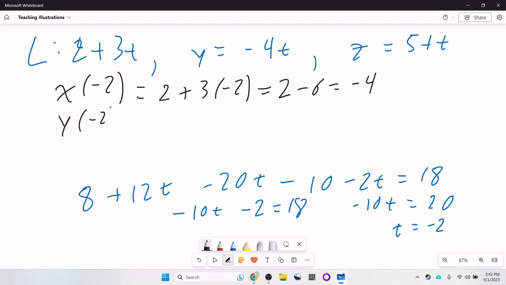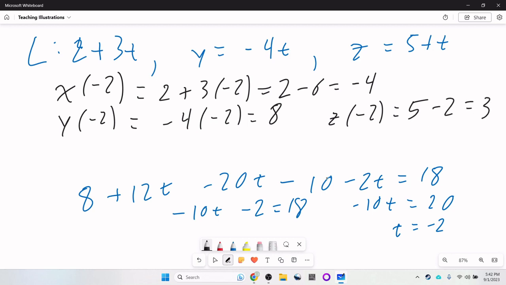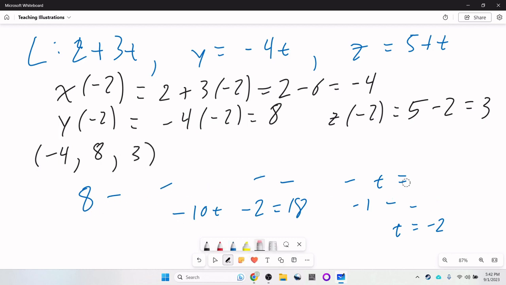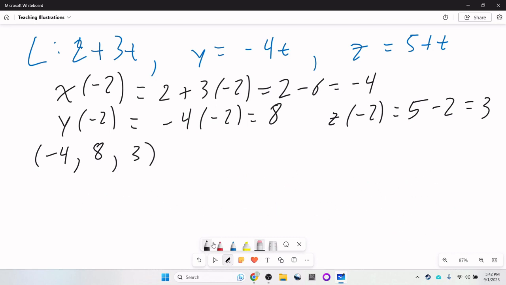y of negative 2 would be negative 4 times negative 2, which is 8. And z of negative 2 would be 5 minus 2, which is 3. So the answer to this problem would be negative 4, comma 8, comma 3. That is a point that is in both the line and the plane. And you could plug it in to check like we did before.